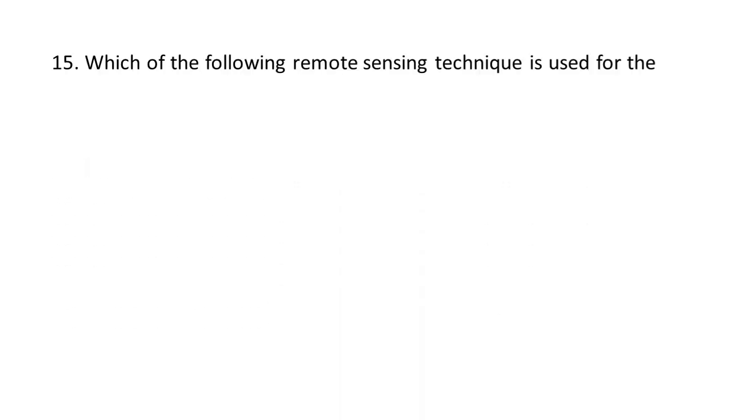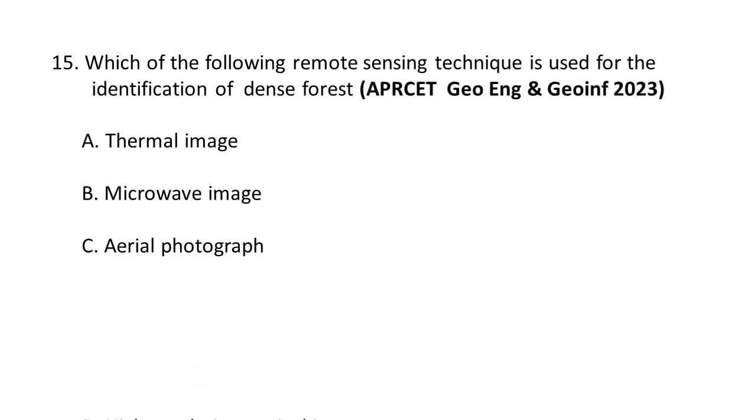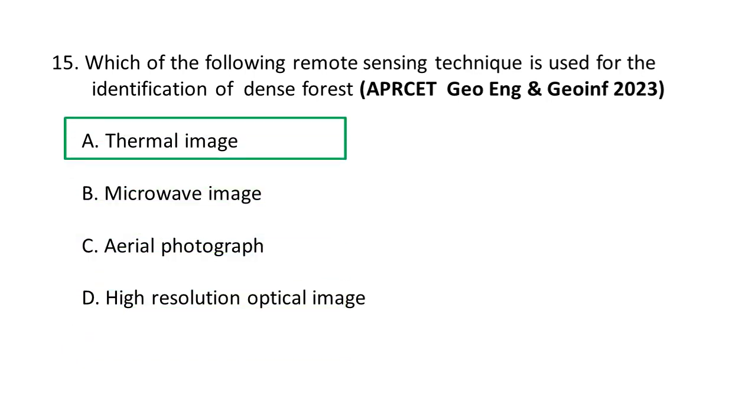Next question. Which of the following remote sensing techniques is used for the identification of dense forest? A. Thermal image, B. Microwave image, C. Aerial photograph, and D. High resolution optical image. So the correct option is thermal image. Thermal remote sensing is a technique to measure the radiation emitting from the ground object of any entity.